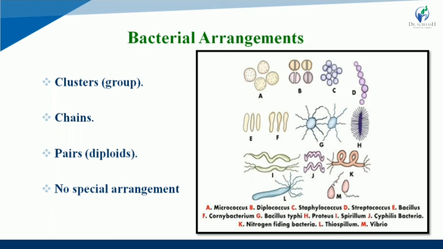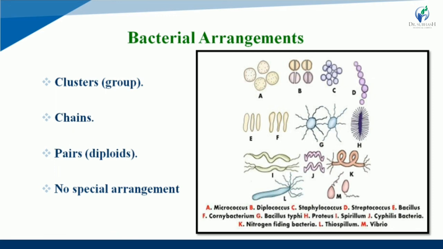First one is bacteria arranged in a cluster or in a group form. Four examples are present for cluster. A, that is the example of Micrococcus. B, that is the Diplococcus. Third one is C, that is the Staphylococcus species, and last one is D, that is the Streptococcus species. For example, A to D, all are examples of cluster bacterial arrangement.